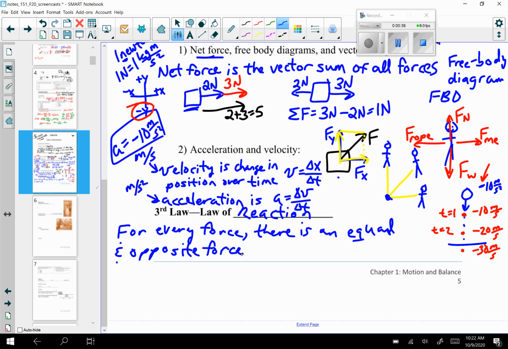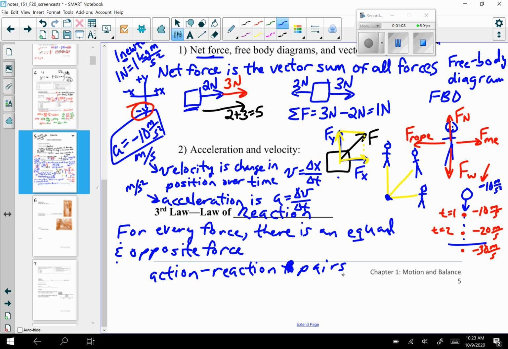This is where we get something we call action-reaction pairs. And these exist for any force. Any time you have a force, an action force, then you will also have a reaction force. And that should sort of blow your mind just a little bit, that if you imagine any force, there will also be another force. And I can give you some examples of action-reaction pairs.